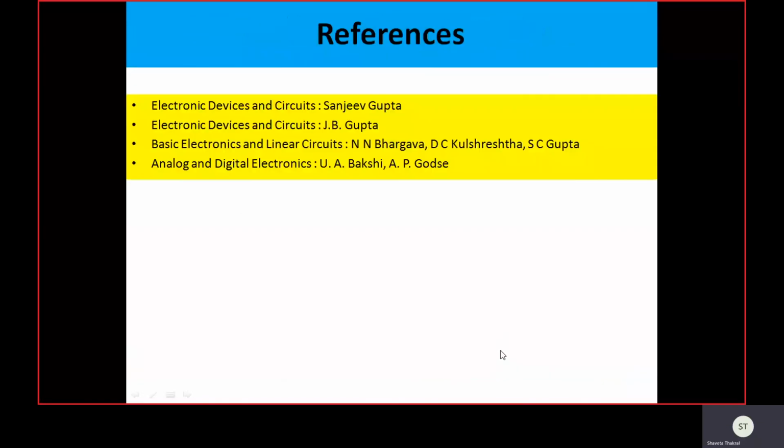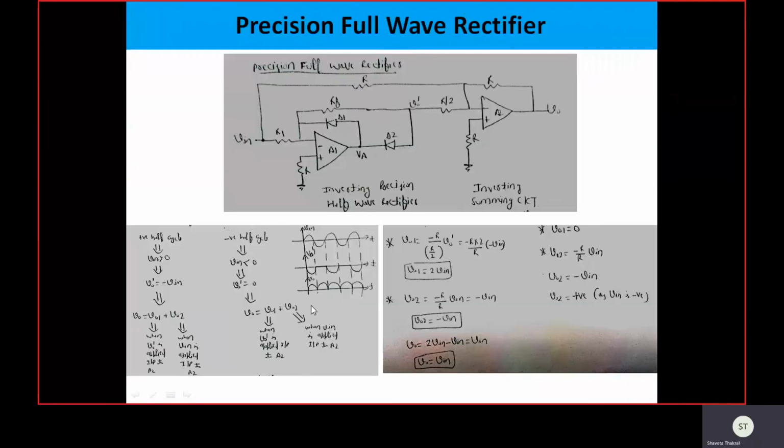So here we can see the waveform. This is the applied AC signal. This is V naught dash, that is acting as the inverting precision half wave rectifier, and the V naught in the positive half cycle we get V in, and corresponding to negative half cycle of input we again get the positive output. So here the applied AC signal is converted to the pulsating DC, and we have utilized both halves of the cycle of AC in conversion to DC. That's why this is called the precision full wave rectifier.